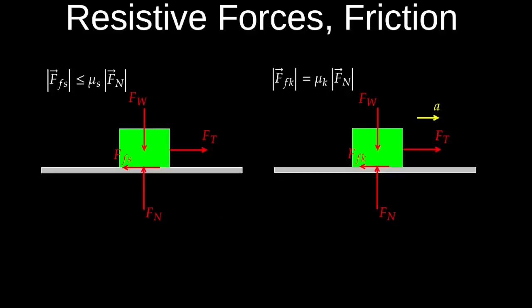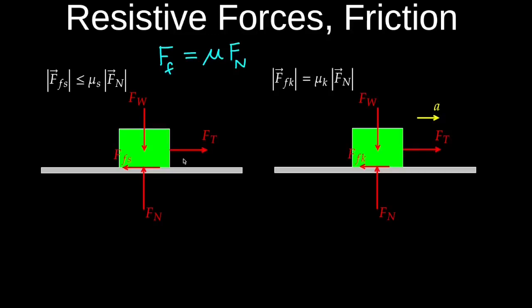A friction force is a type of resistive force between an object and a rough surface, and it's a type of contact force that's tangential to the surface. Experiments have been conducted to determine that the magnitude of the friction force is proportional to the magnitude of the normal force, which is a perpendicular contact force between an object and the surface.